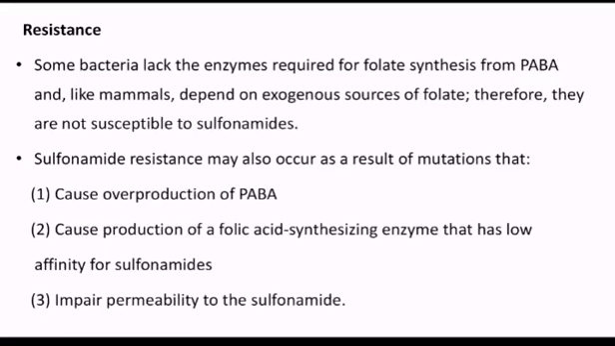Resistance to sulfonamides. Some bacteria lack the enzyme required for folate synthesis from PABA and, like mammals, depend on exogenous sources of folate, therefore they are not susceptible to sulfonamides. Other types of bacterial resistance can occur as a result of mutation. Number one, causing overproduction of para-aminobenzoic acid. Number two, production of folic acid synthesizing enzymes that have low affinity for sulfonamides. Number three, impaired permeability to sulfonamides.